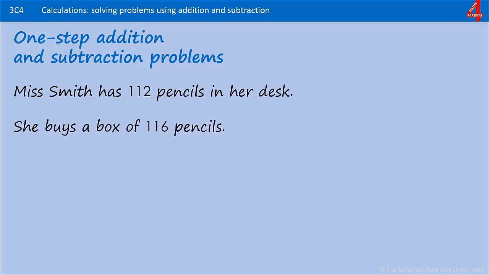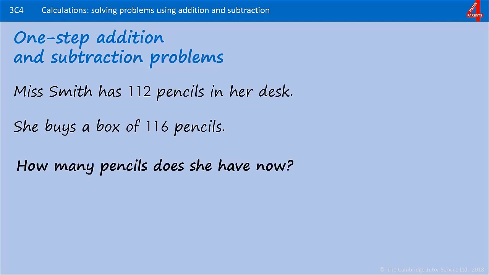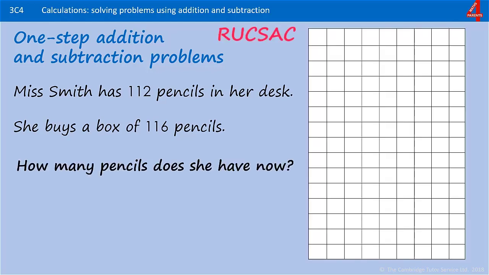She buys a box of 116 pencils. How many pencils does she have now? Remember to use the rucksack acronym. We've read the question, we need to understand what it's asking us to do. She has 112 pencils in her desk and she buys another box of 116. So this is an adding question.